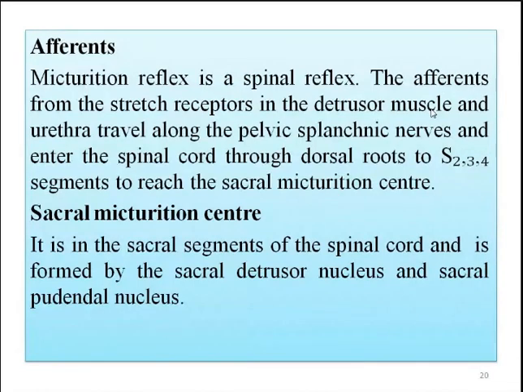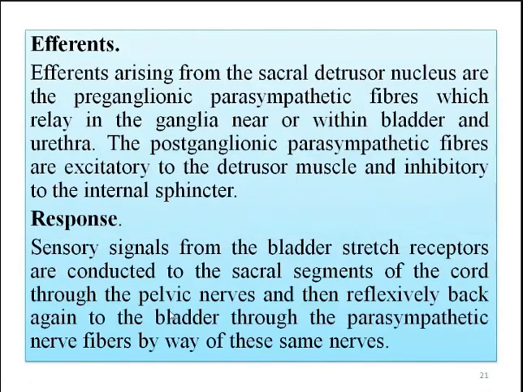So the center here is the sacral micturition center. It is in the sacral segments of the spinal cord and is formed by the sacral detrusor nucleus and the sacral pudendal nucleus. These two nuclei are in the sacral spinal cord, and together they comprise the sacral micturition center.